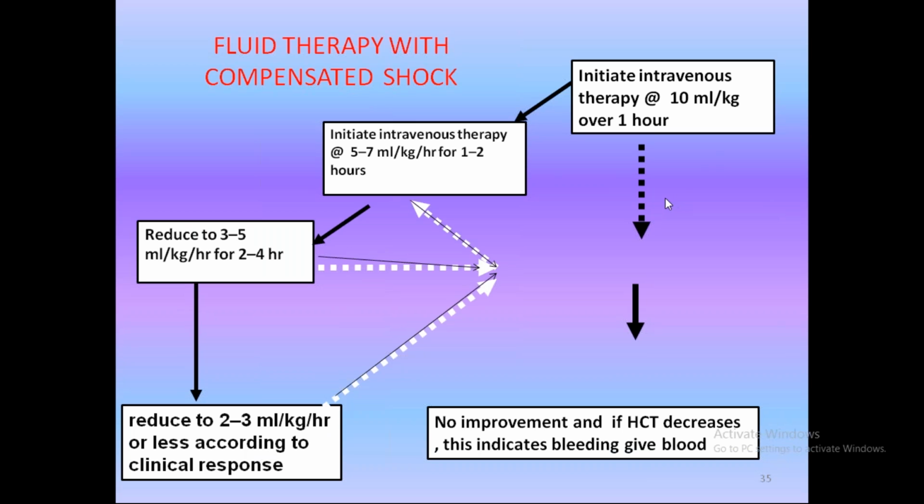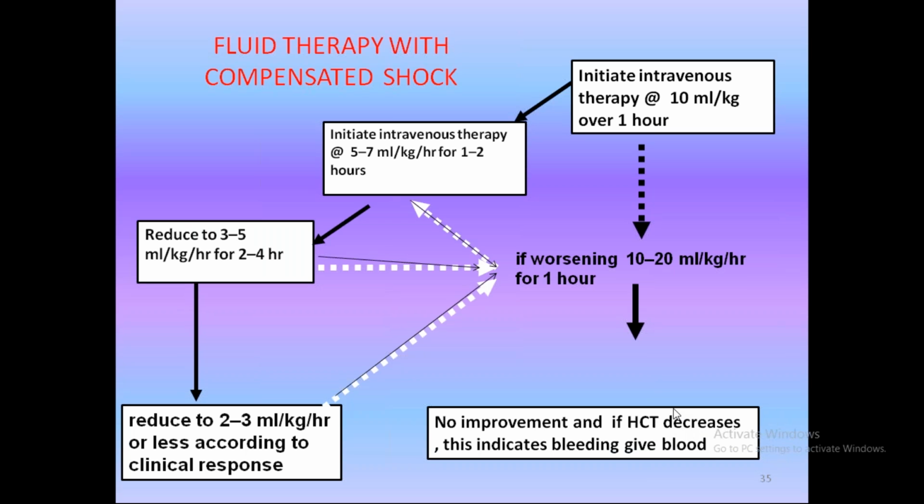If the child is not improving, then we have to check the hematocrit value. If the hematocrit is decreasing, it indicates bleeding, and we have to start blood transfusion. First 10 ml per kg per hour for 1 hour, then reassess. If the child is improving, we will decrease to around 5 to 7 ml per kg per hour. But if not improving, for the second bolus we will give 10 to 20 ml per kg per hour for 1 more hour. If still not improving, we will check the hematocrit value or packed cell volume.